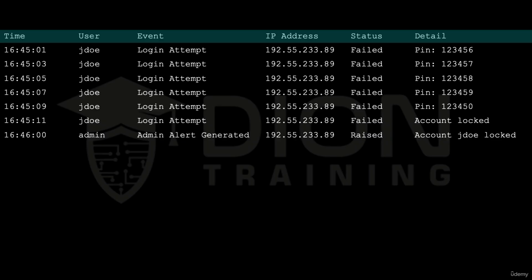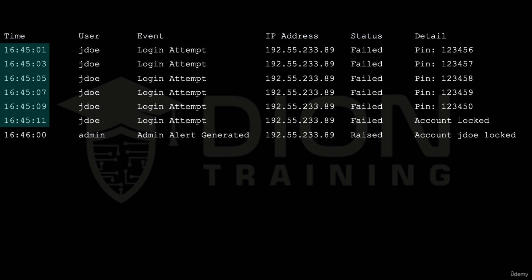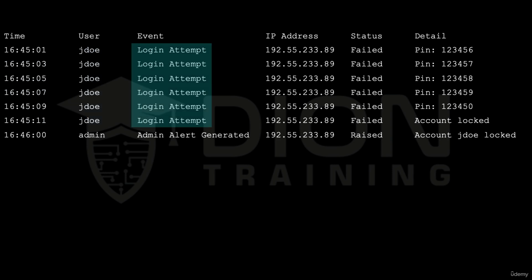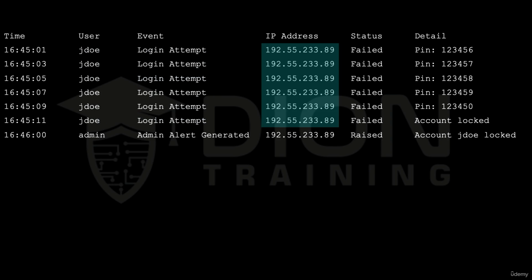The first one we're going to look at is a very simple log that shows the time, the user taking the action, the event, the IP address of the machine trying to log in, the status, and the details. We see that this happened at 16:45 in the afternoon, and at 1 second, 3 seconds, 5 seconds, 7 seconds, 9 seconds, and 11 seconds. So essentially every 2 seconds, this user, J. Doe, was trying to log into the system. We see the event was a login attempt, where they were trying to log in from, in this case, 192.55.233.89, and the status of failed for all of them.